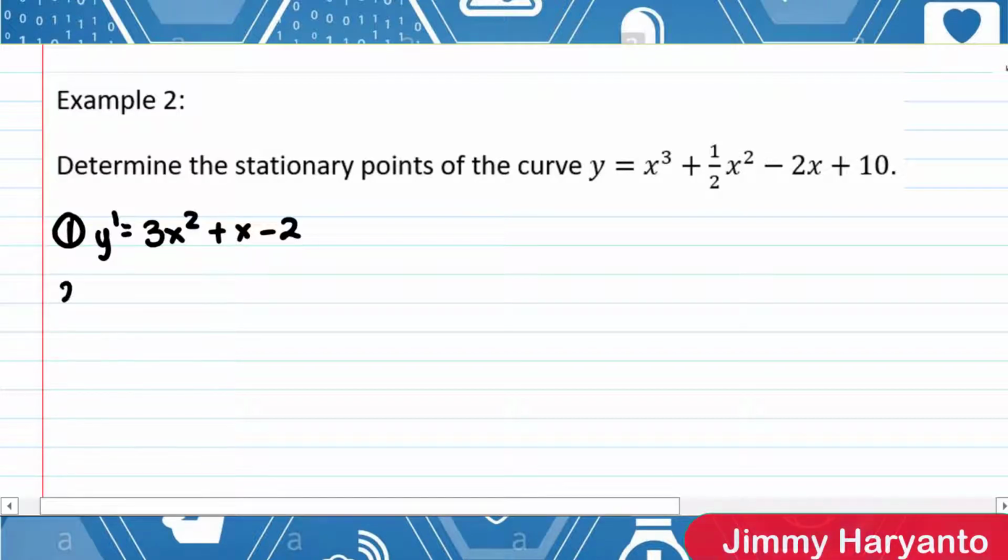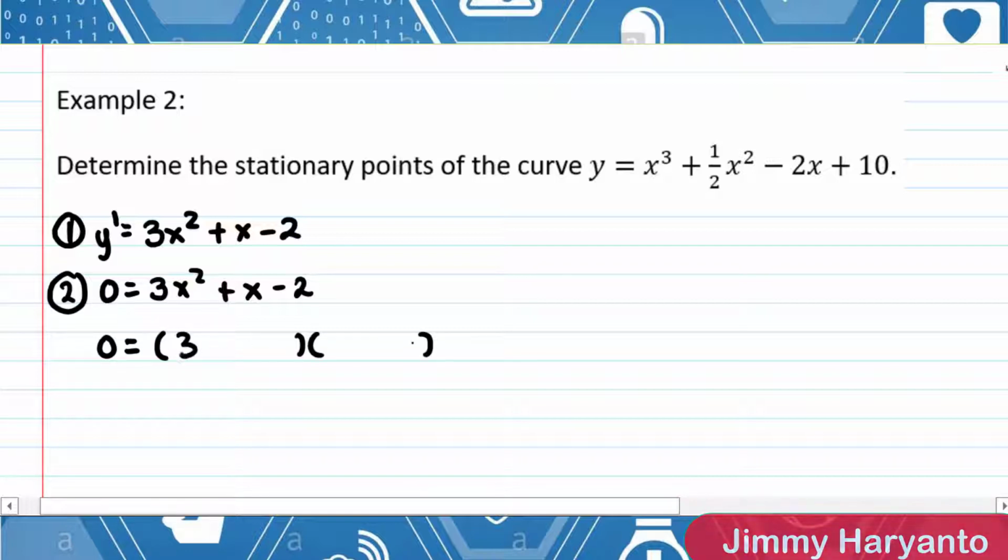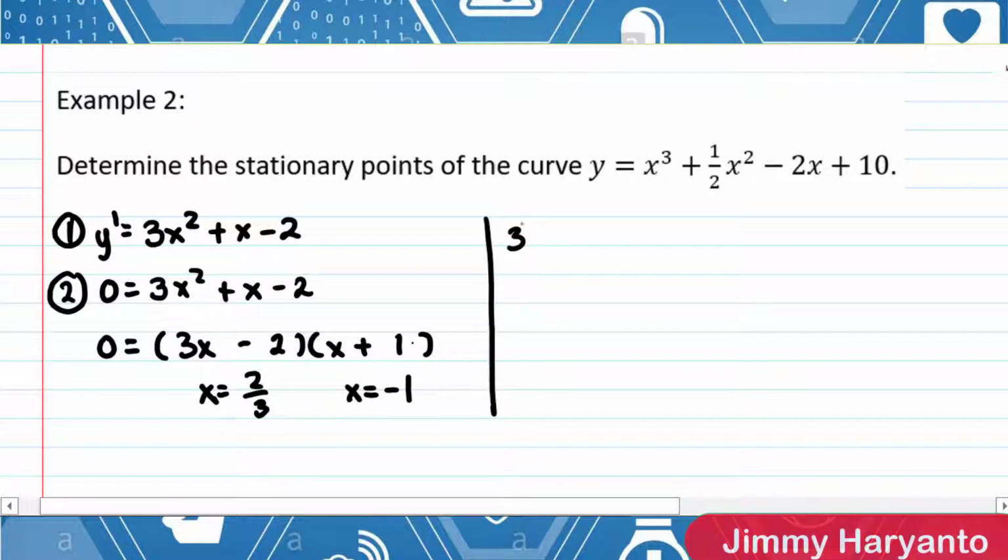Okay, I think we can do this. So for step number 2, we have to make it into 0 equals 3x squared plus x minus 2. And then after that, we have to find the roots, right? The roots for quadratics means you have to factorize the expression. If you factorize it, you will have an expression like this, 2, and then 1, and then plus and minus, yeah? So you will have x equals 2 over 3, and then you will have x equals negative 1. Okay, and then step 3, we have to find the value of y.